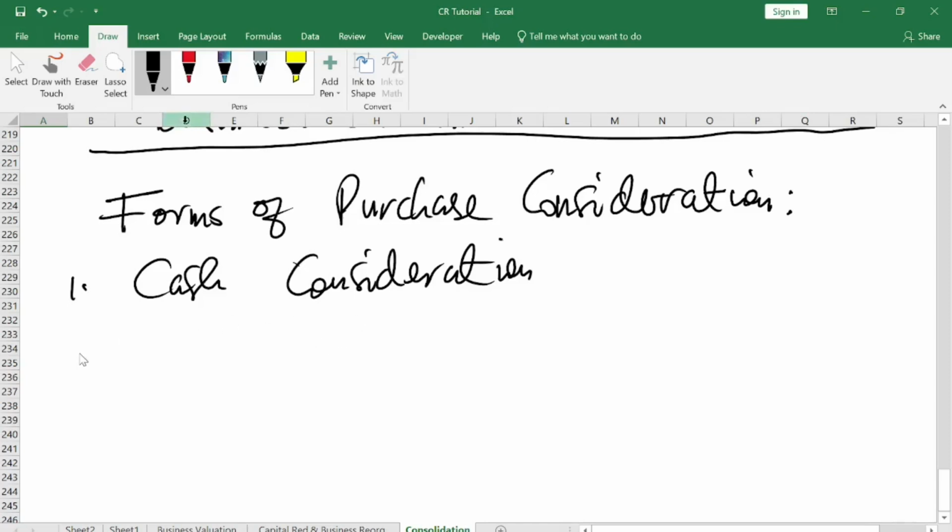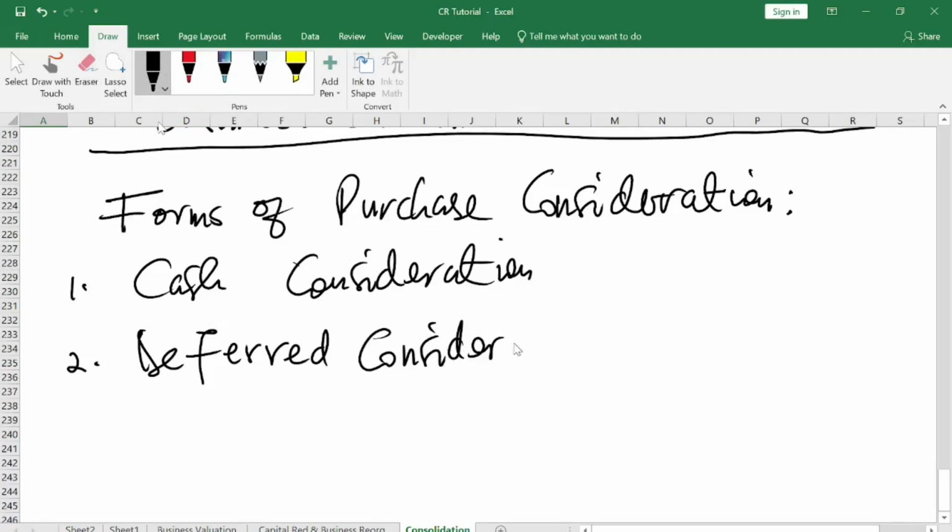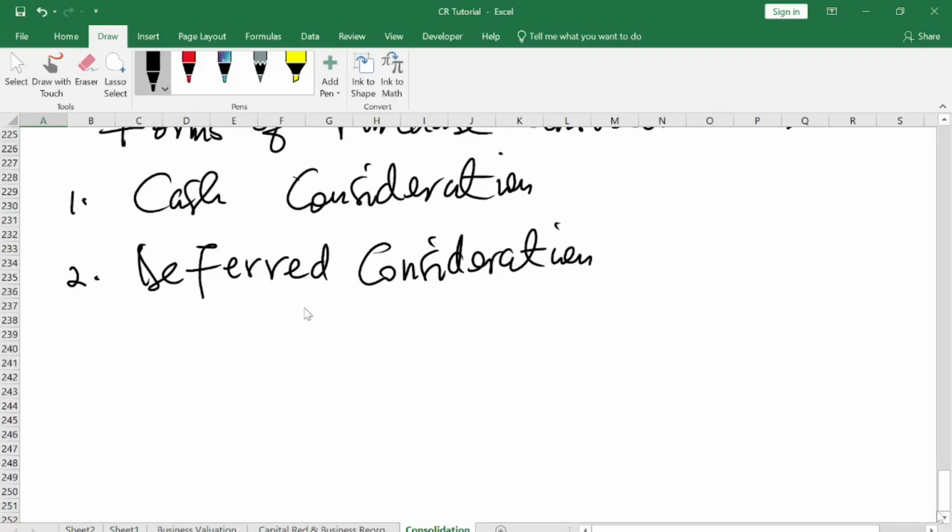The second is called deferred consideration, that is to be paid in the future. Here, I don't have all the money. So they can decide to make part of the money cash consideration and defer the rest and then pay it maybe in 2 years.